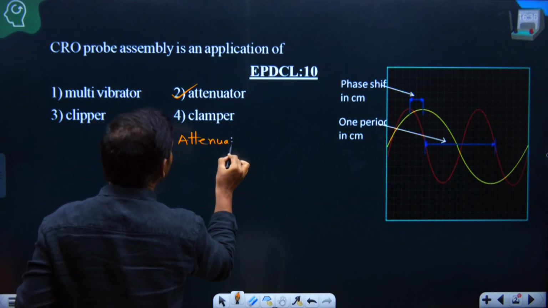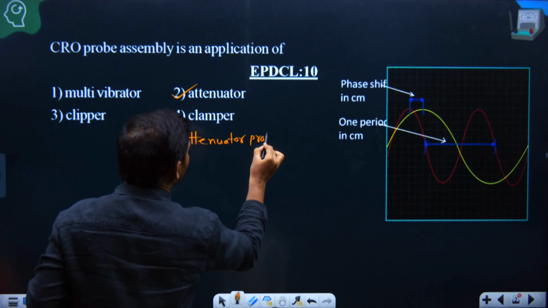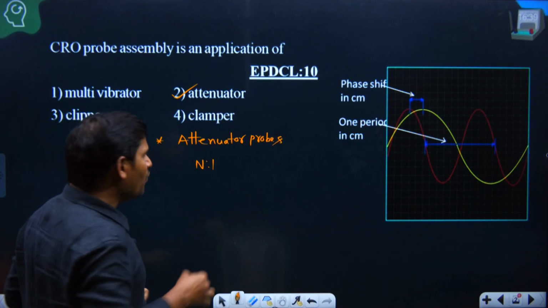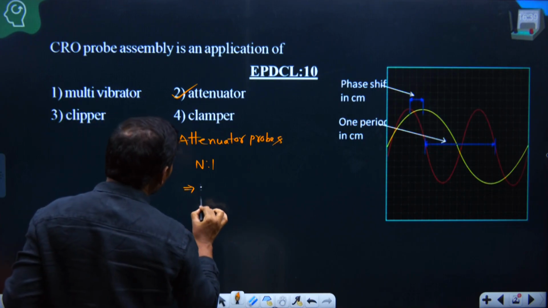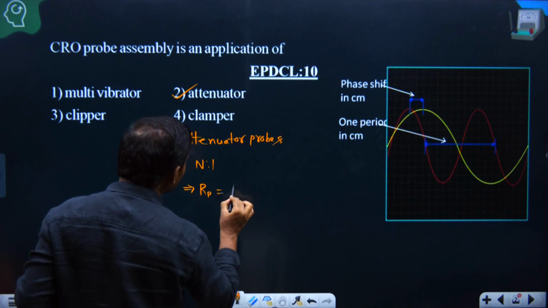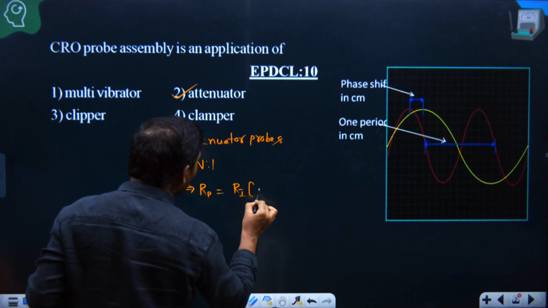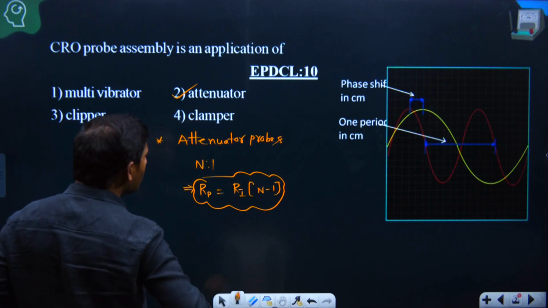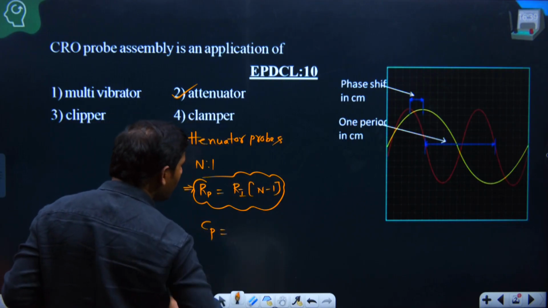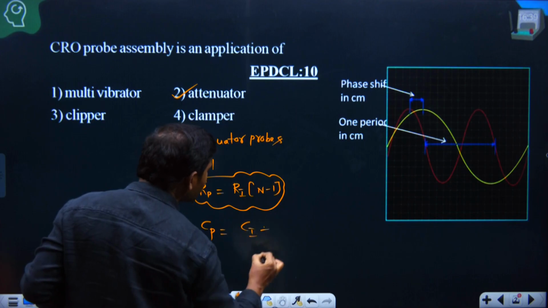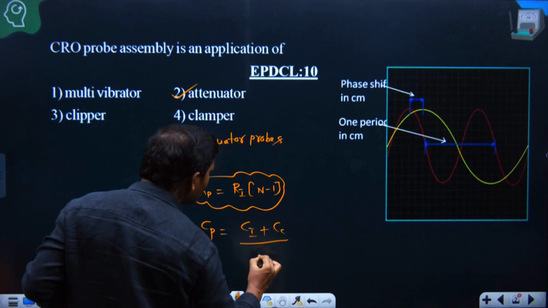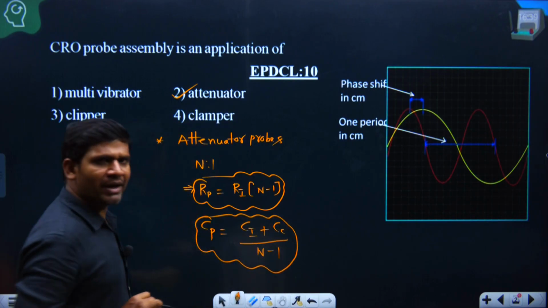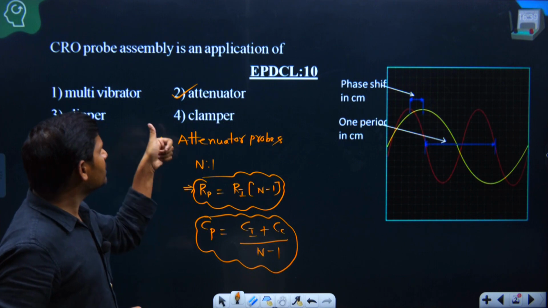Attenuator probes. The attenuator probes are the N:1 probes. For N:1 probes, what is the probe resistance? The probe resistance equals the input resistance of CRO into N-1. This is one important formula. What is the probe capacitance? Cp equals input capacitance plus coaxial cable capacitance by N-1, that is Cp = (Ci + Cc)/(N-1). For this question, the answer is option 2.